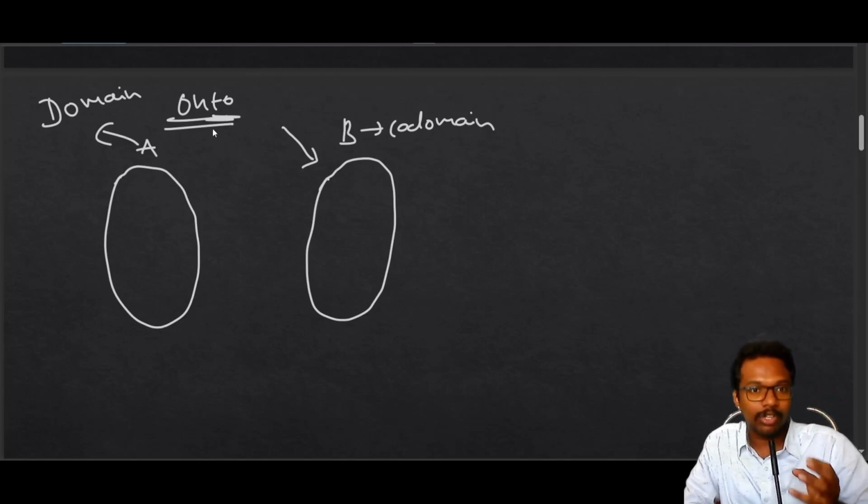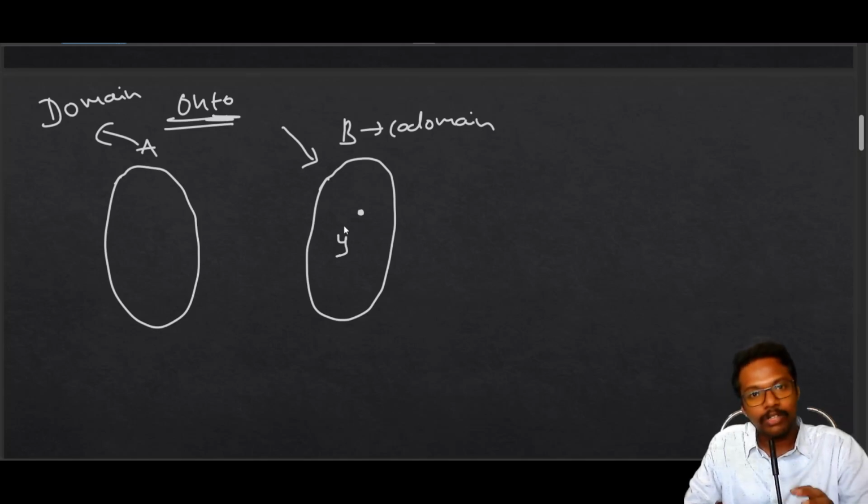So when it comes to onto, I just focus on codomain here. In codomain I consider this point as y. Now our aim is to verify the given function is onto. Onto definition says every element of B has at least one pre-image in A. Reverse we have to go now. Pre-image means I already explained, so reverse way we have to go.